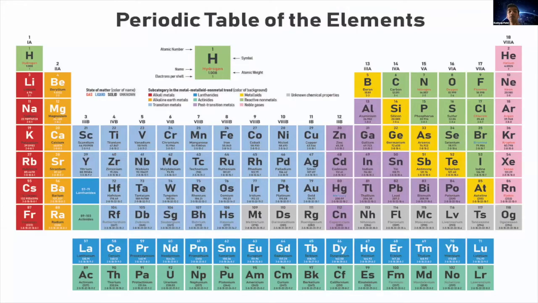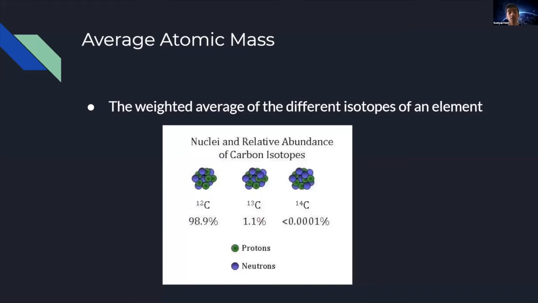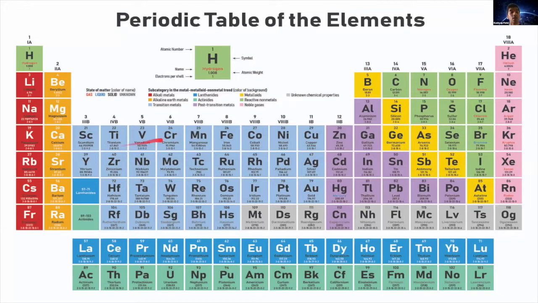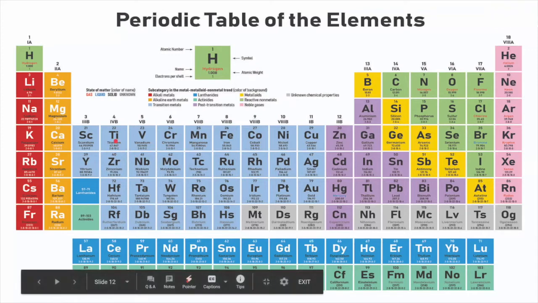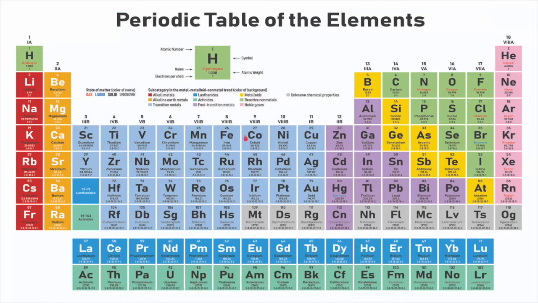So a question. Can someone tell me the average atomic mass of iron from this periodic table? 26. This is Hilbert. Hilbert says 26. Are you sure? Iron. So 26, you got this number right here, right?